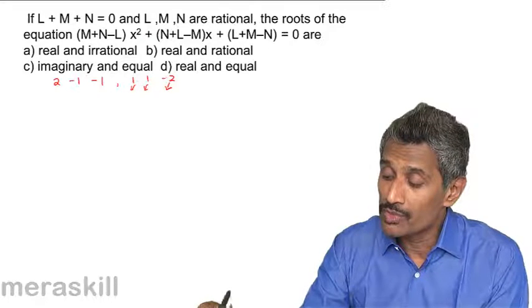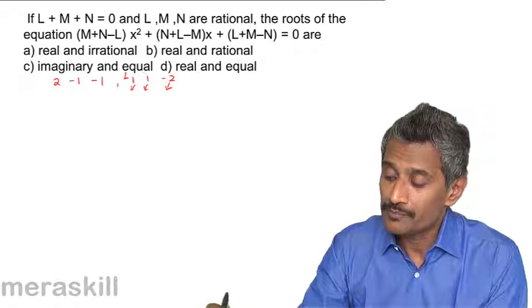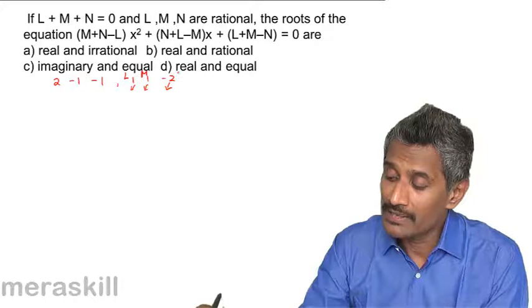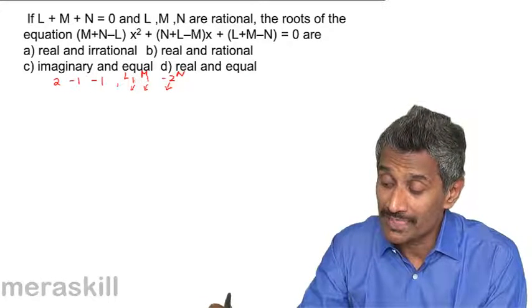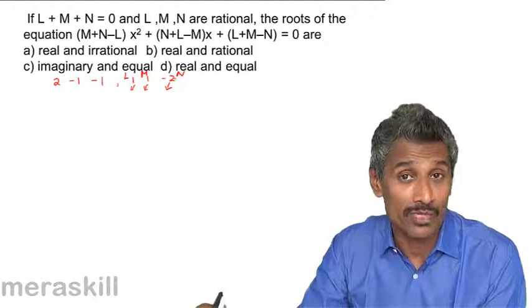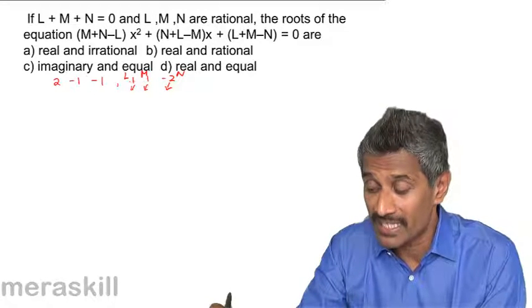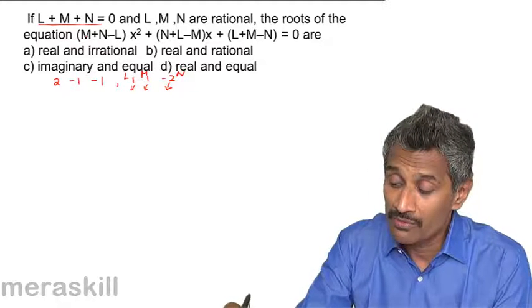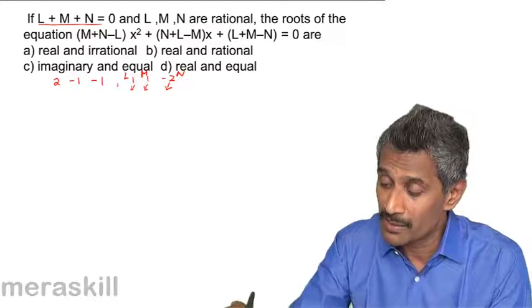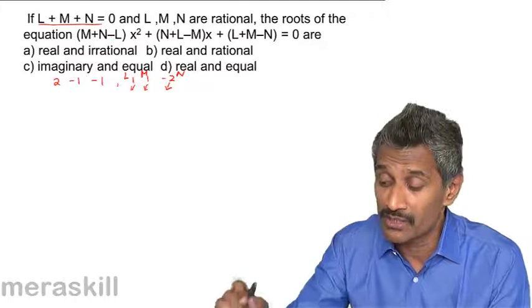So what we will do is, if L is 1, M is also 1, and N is minus 2. But you have chosen it in such a way that L plus M plus N is 0. You can't just put in any arbitrary value. You've taken arbitrary values which satisfy this given condition. Now, what will this equation be? This particular equation's nature. So we need to find A.